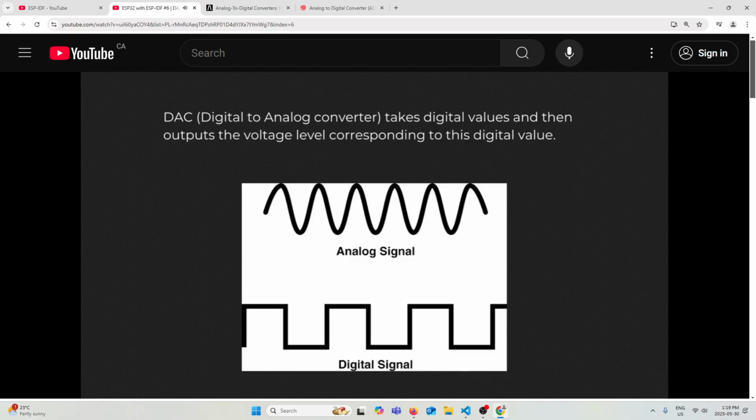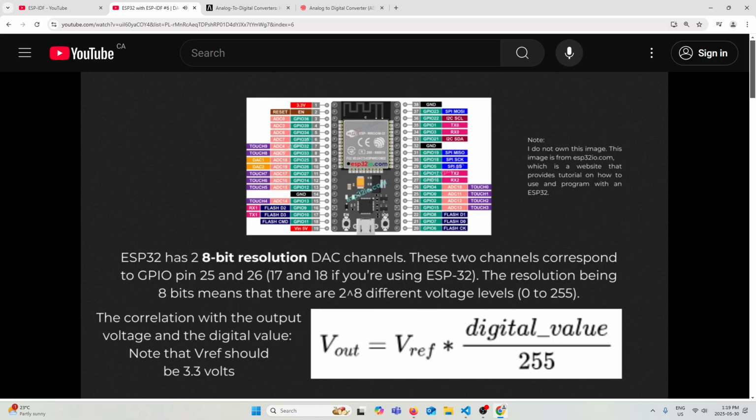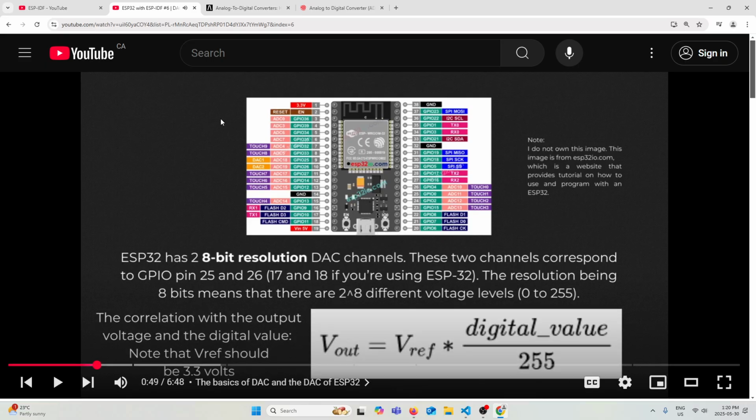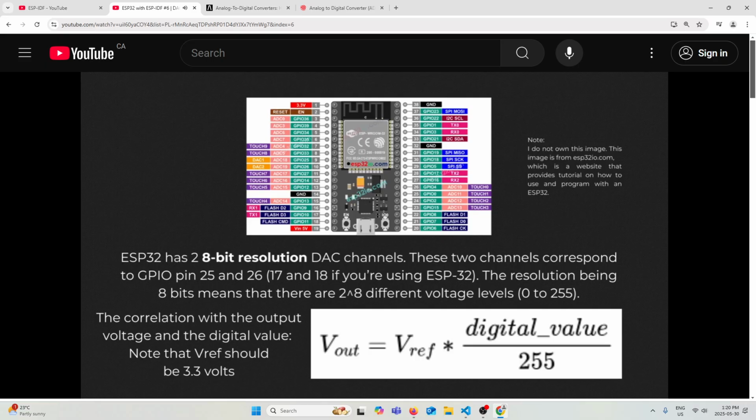DAC converts digital values and then outputs the voltage level corresponding to this digital value. The resolution of a DAC indicates the number of possible output voltage levels. For the ESP32, it has two 8-bit DAC channels located in GPIO 25, channel 0, and GPIO 26, channel 1. On the ESP32 S2, they are pins 17 and 18, respectively. This means that at the same time, you can generate two analog signals out of these pins, and it can output the voltage within the range of 0 to 3.3 volts, based on the input digital value varying from 0 to 255.